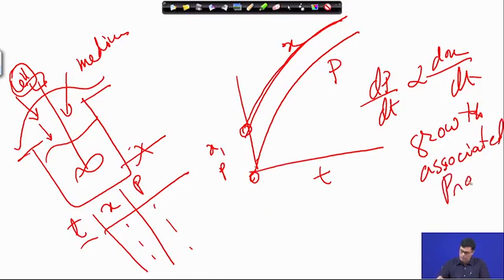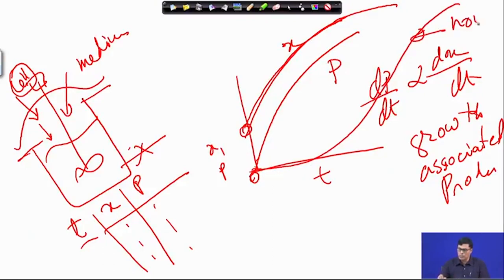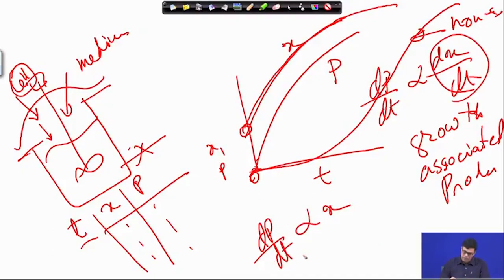Now, suppose your organism attains the plateau, and then your product formation starts. This is an example of non-growth associated product. In that situation, dP/dt will be proportional to x. It will not be proportional to dx/dt. In case of non-growth associated product, your dP/dt will be proportional to x.